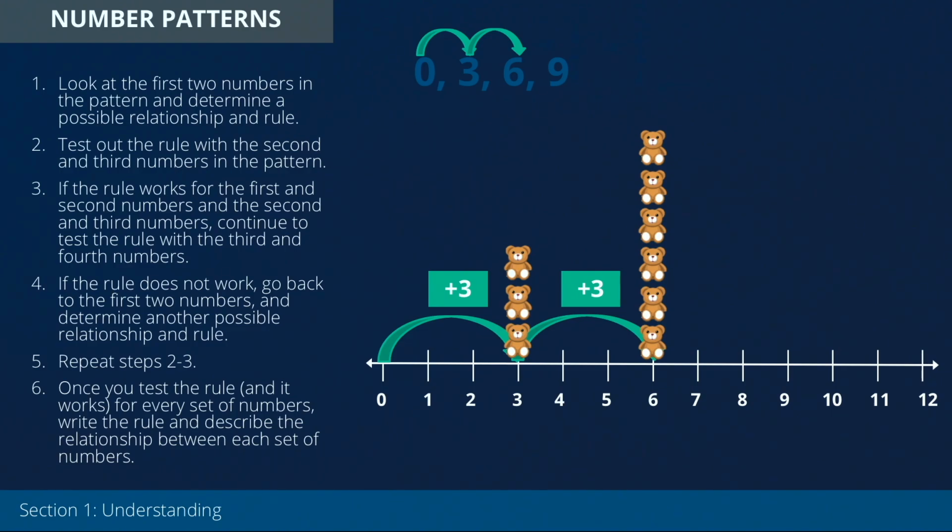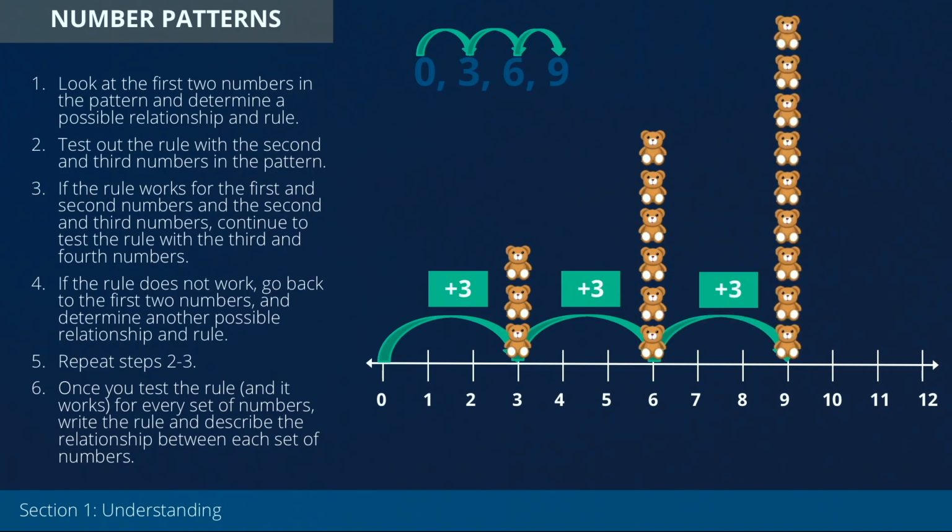And then I'm going to test it out again. If I add 3 from 6 to 9, then now I'm at 9 on my number line. I can show that with my 9 bears. So I keep going until I've tested out the rule, and it works for every set of numbers in my number pattern. And here I can see that my rule, if I want to write it out, or my pattern rule, is to add 3.